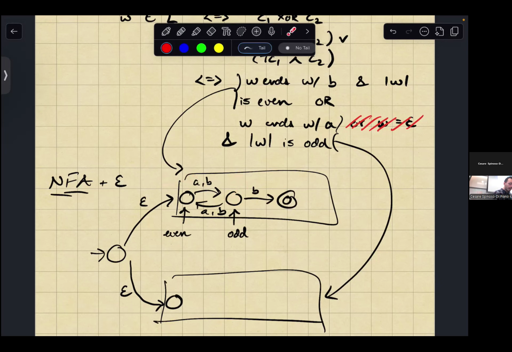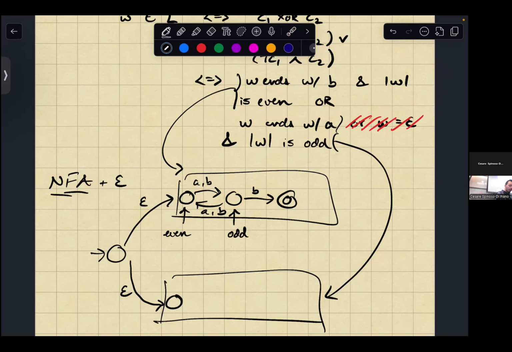So this ensures that I only go to an accept if I ended with B, and the fact that I'm coming out of the odd means that I had an odd number of letters so far, plus the B means I have an even number, right? Which is what I want to satisfy here. Nice, cool. So hopefully that's okay with everyone.